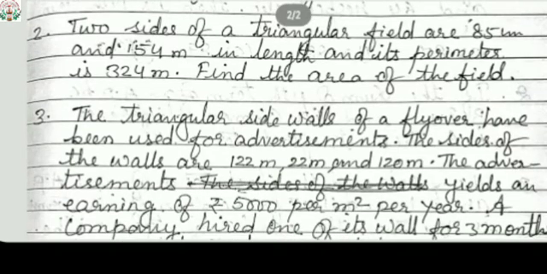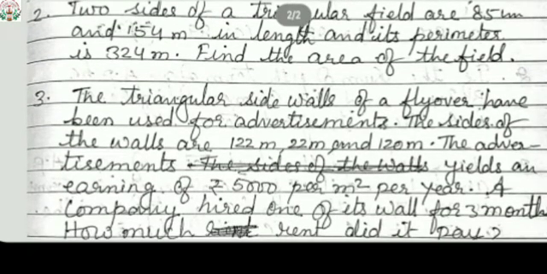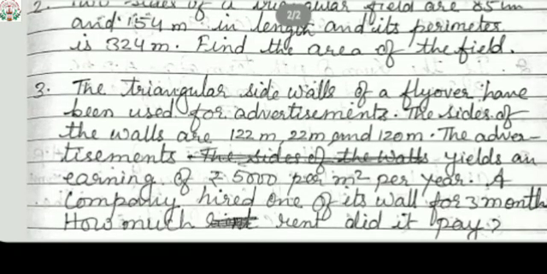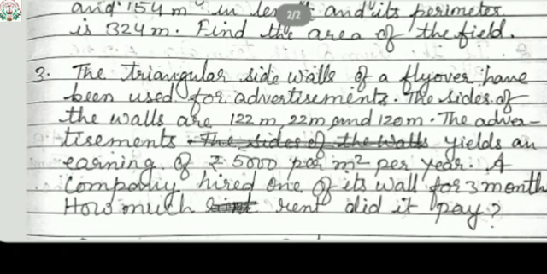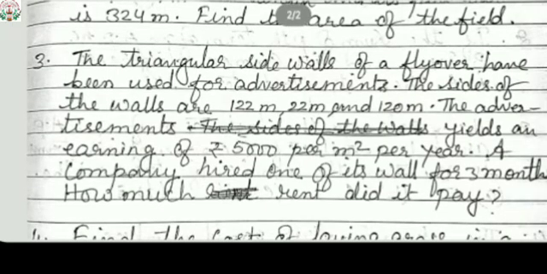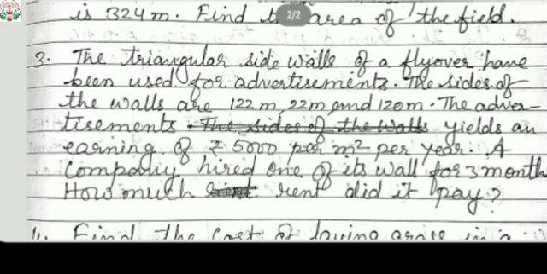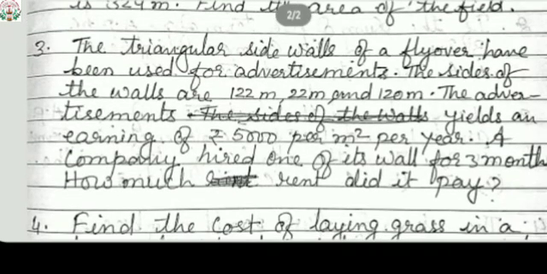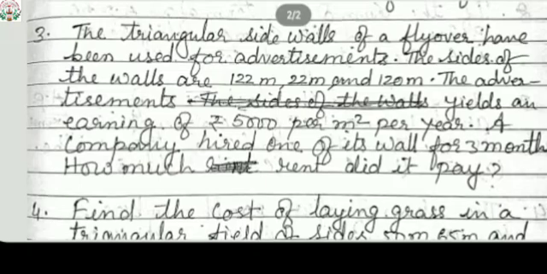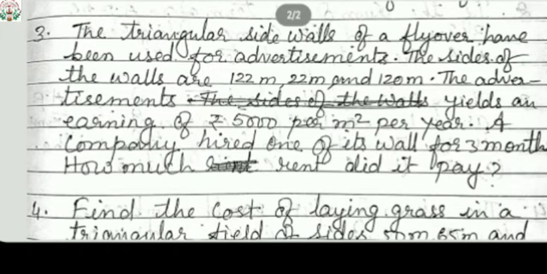Then the third question will be: the triangular side walls of a flyover have been used for advertisement. The triangular wall shape is given for the flyover, and that wall is used for advertisement. The sides of the walls are 122 meter, 22 meter and 120 meter. The advertisement yields an earning of rupees 5,000 per meter square per year.